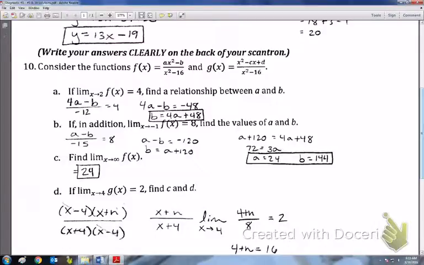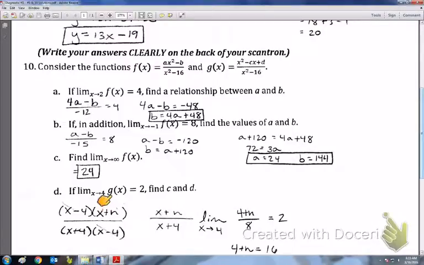So what we're going to do is force it to work for us, so that we can find out what c and d are, and it works for us automatically. So what is the denominator factored? What is x squared minus 16 factored? x plus 4, x minus 4. So notice right here, that's what I wrote. x plus 4, x minus 4. We okay with that? All right.